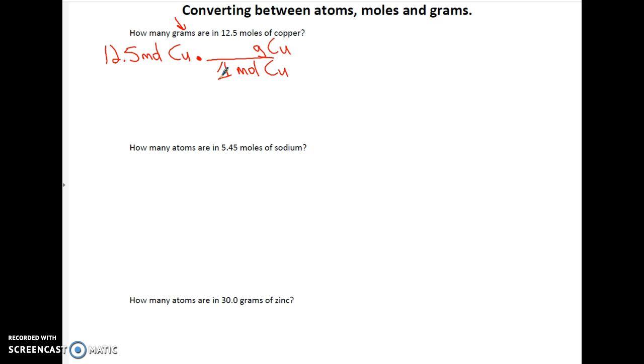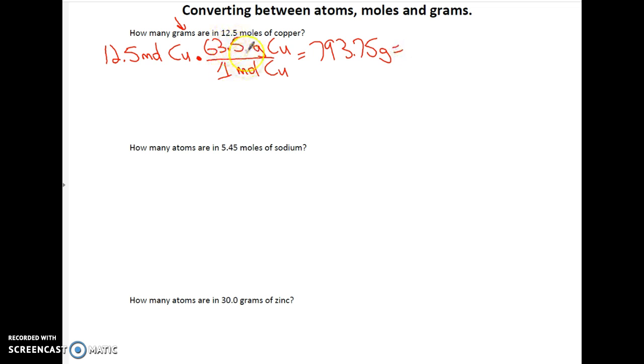And now to figure out the grams, you go to the periodic table. You find copper, which is atomic number 29, and you get the molar mass, which is 63.546, and I'm perfectly fine with you rounding that off to 1 decimal point, so 63.5. Now you multiply across the top, 12.5 times 63.5, and that gives you 793.75 grams. Pay attention to significant digits.